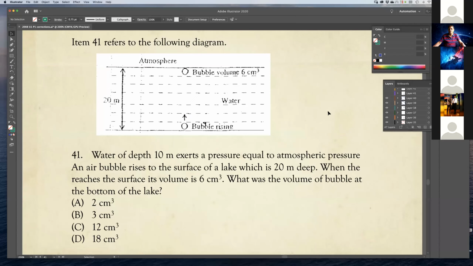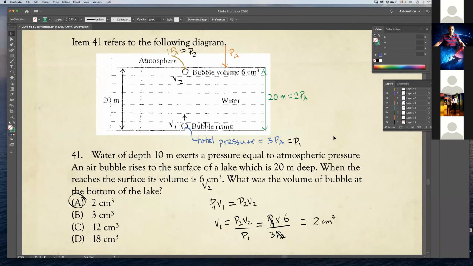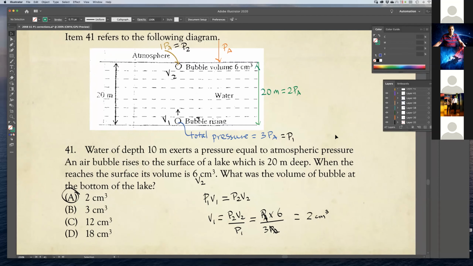Number 41, the answer is, well, I kind of worked this out for you. Answer is A. And here we go. We have a pool, and they're telling us it's 20 meters deep. But they're also telling us that 10 meters represents 1 atmosphere. So although this is 20 meters deep, the pressure that it represents is 2 PA.